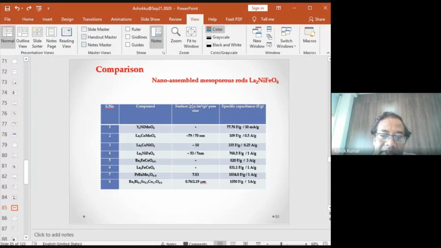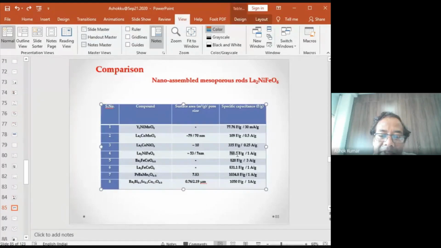So you have the surface area here in comparison to others. And then we have this specific capacitance here. It is not the highest, but it is comparatively higher than many other materials. And these materials have oxygen deficiencies, and so they have that region. And some of the cobalt is there.